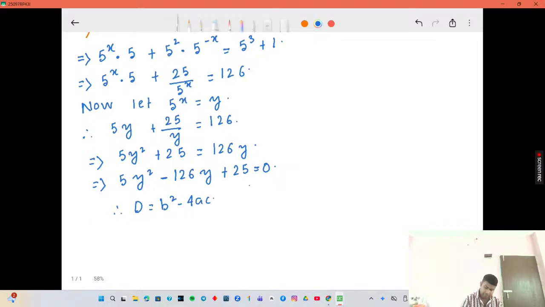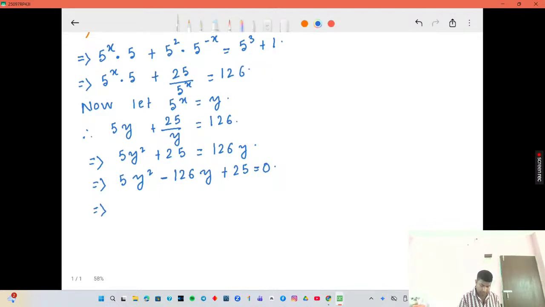Therefore, D is equal to b square minus 4ac. Here, a is equal to 5, b is equal to minus 126. Or else we can do one thing also. We can just solve this equation to find out the roots of this given equation. Okay. So how to solve?